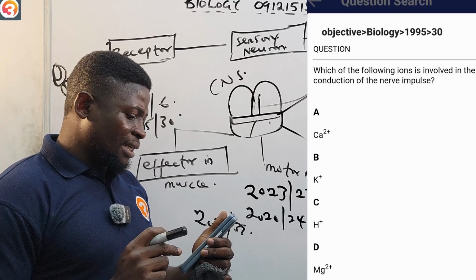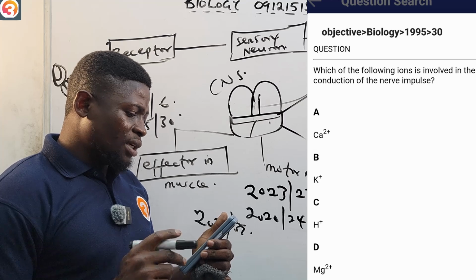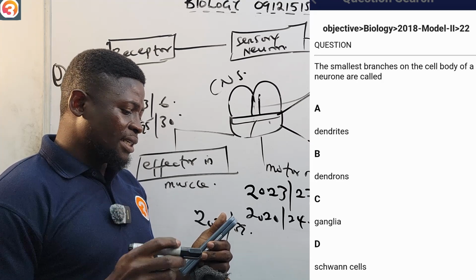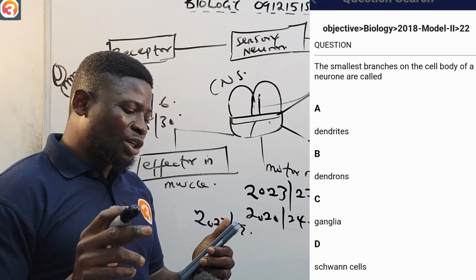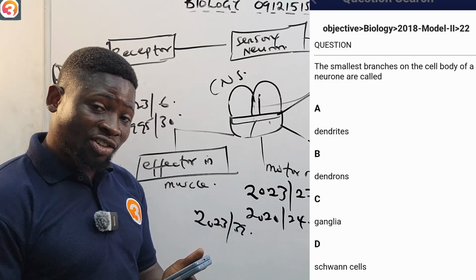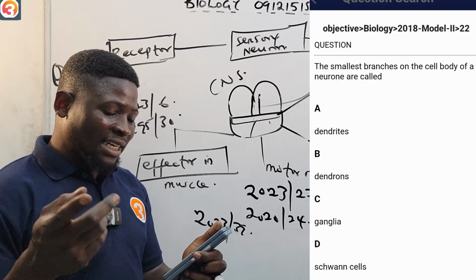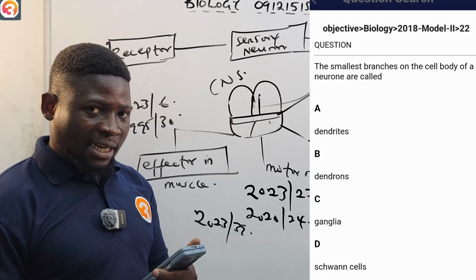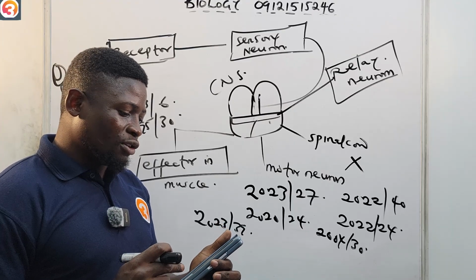Let's see, 2018 number 22. It says the smallest branches on the cell body of a neuron are known as: A says dendrites, B says dendrons, C says ganglia, D says squamous cell. All right. So tell me the correct answer in the comment section.